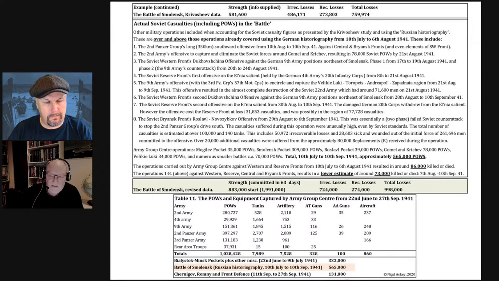So we've got these 565,000. So from 10th of July to 6th of August, Army Group Center inflicted 86,000 killed. And then if you add the extra month with the Russian historiography, you add another 73,000 killed in all those eight engagements there. So when you do that, you come up with this 724,000 irrecoverable losses.